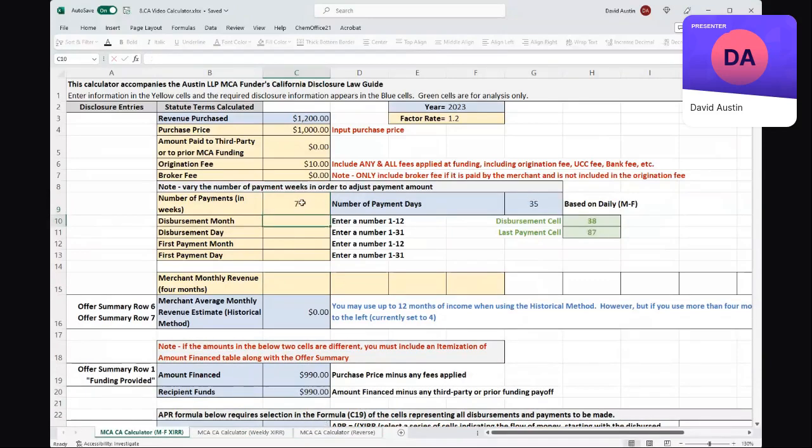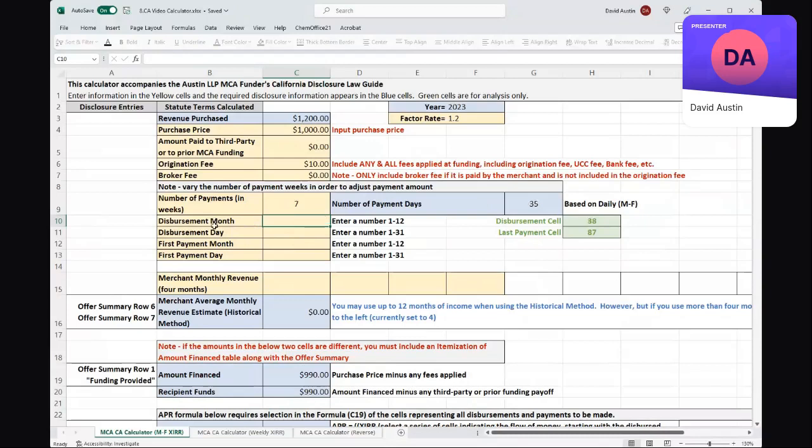And you can see what happens is, as we add the values in the yellow fields, the blue fields get populated. Because this is a Monday through Friday calculator, for each week, there's going to be 5 payments. So the number of payment days is 35, as you can see here.